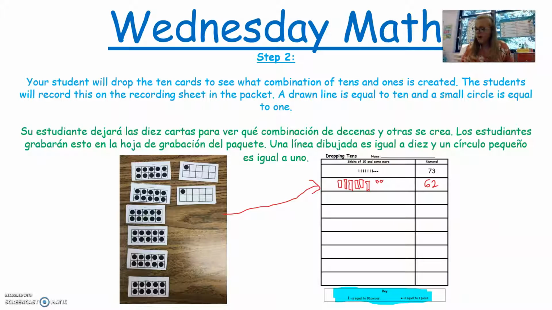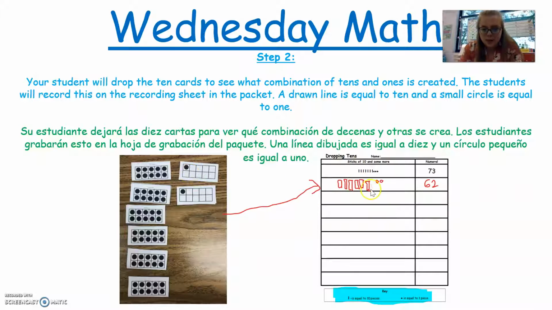So you're going to drop a whole handful of these 10 cards. So you're going to drop them, and you're going to see what combination of 10s and 1s is created. The side that's all filled in has 10 dots, so this represents a group of 10. The side with a 1 represents 1. Okay? Once you've done that, you're going to record it on the recording sheet.